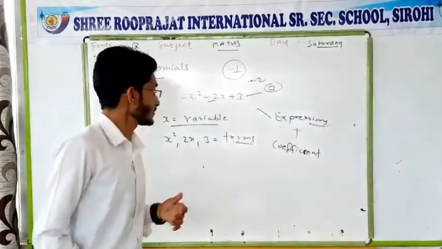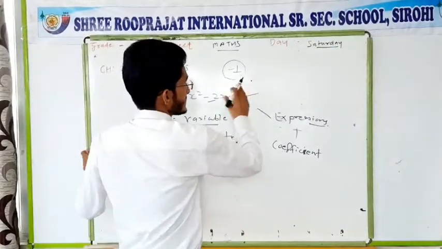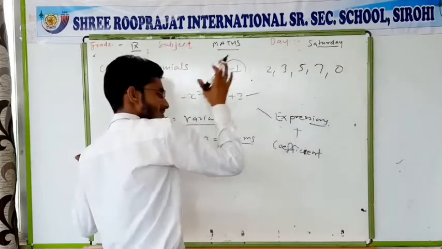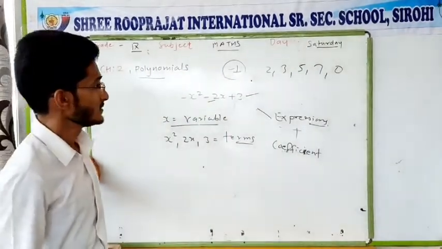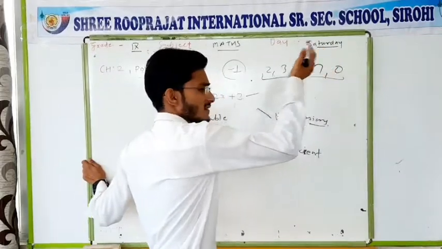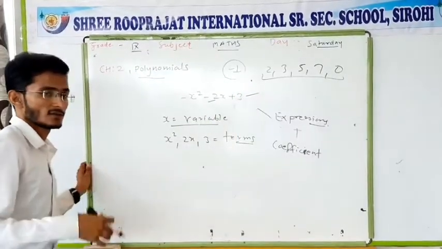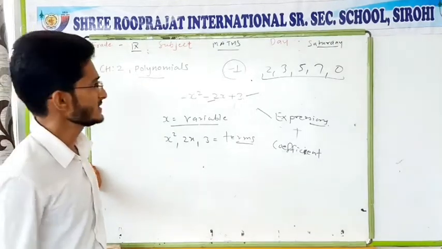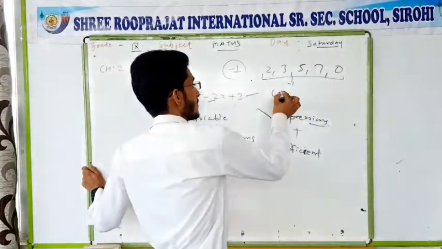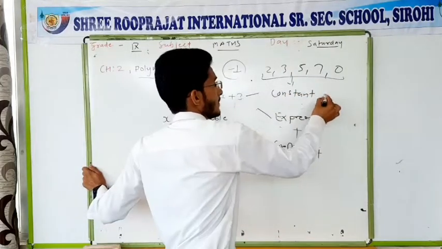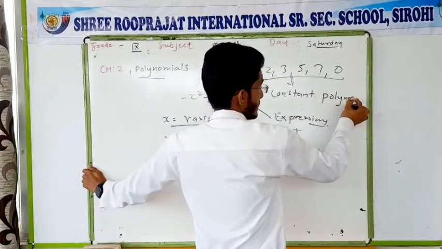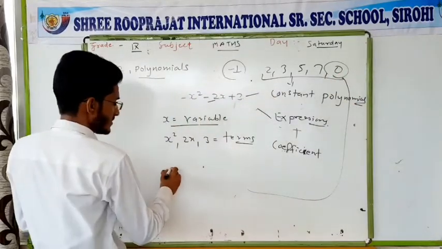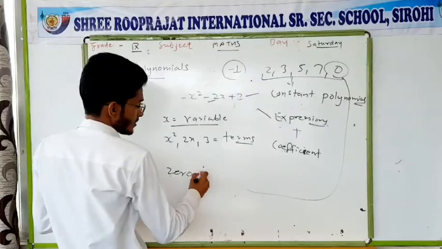Suppose we talk about some numbers like 2, 3, 5, 7, 0. If these numbers are given in an expression, you can say that these are non-changeable numbers, like 2, 3, 5, 7 or 0. They will always remain the same. The number will never change. So these are called constant polynomials. But if we talk about 0, then 0 is called the zero polynomial.